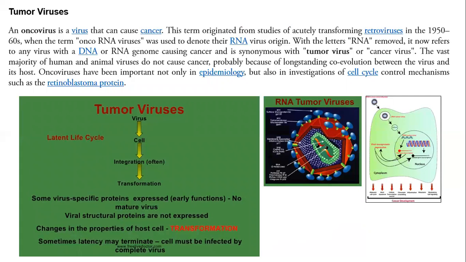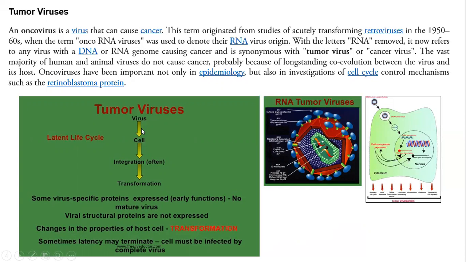The vast majority of human and animal viruses do not cause cancer, probably because of the long-standing co-evolution between the virus and their host. The oncovirus have been important not only in epidemiology but also in investigation of cell cycle control mechanisms such as retinoblastoma protein. The basic latent life cycle of a tumor virus is depicted in this picture.